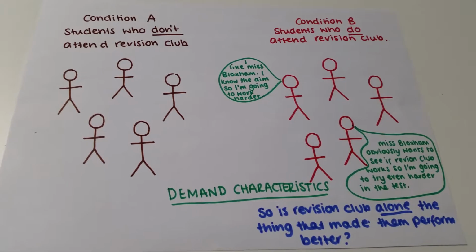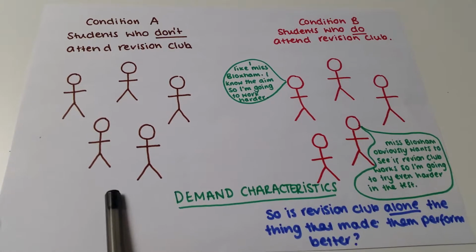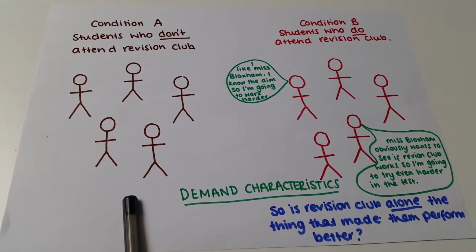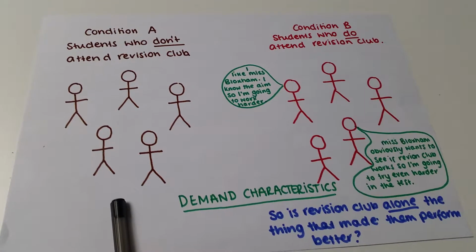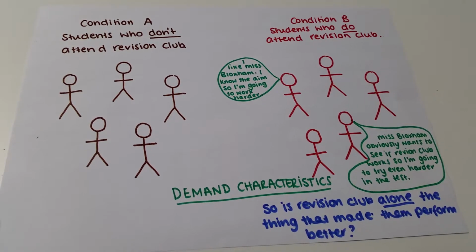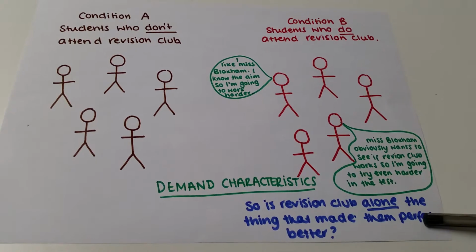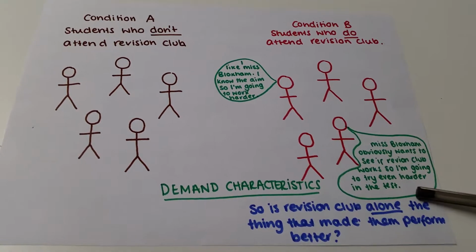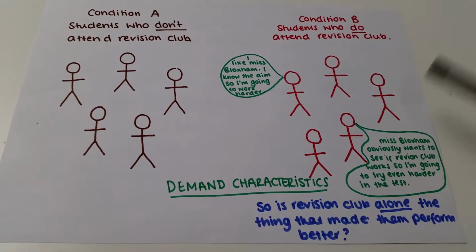On the opposite side of that, we could also have had condition A students who worked out the aim, but because they don't like me very much, they've decided to sabotage the results. They're not going to play along. So they've gone into the test and they've decided, no, I'm not going to try very hard. And that's the reason they didn't do as well as my condition B. So again, it's not revision club alone, it's not my independent variable that is causing that better performance. It's not the independent variable that's having an effect on the dependent variable. It is the extraneous variable.